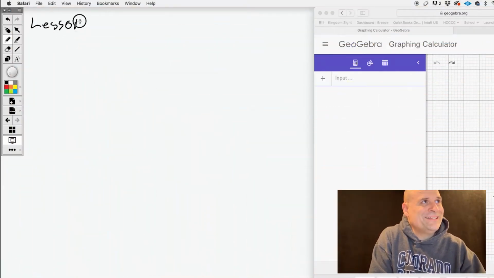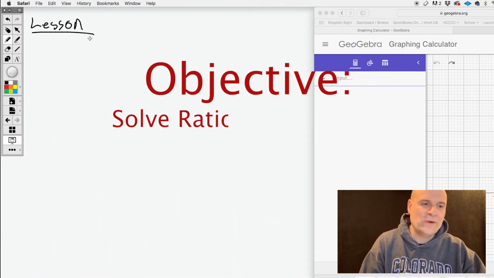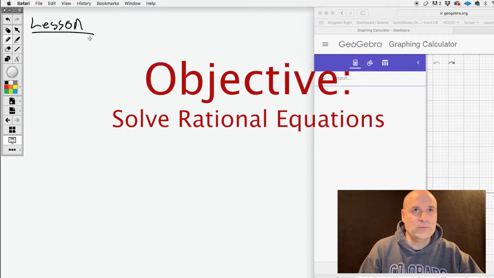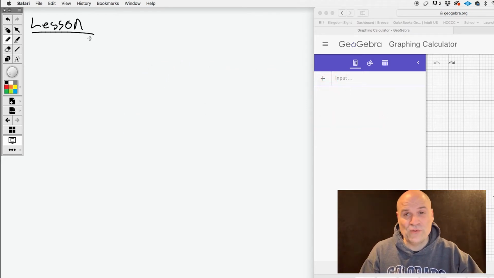All right, Lesson 84. Here's what we're doing today. We are gonna solve rational equations. Rational is just a fancy word for fraction. So rational expressions in algebra language are just fractions.